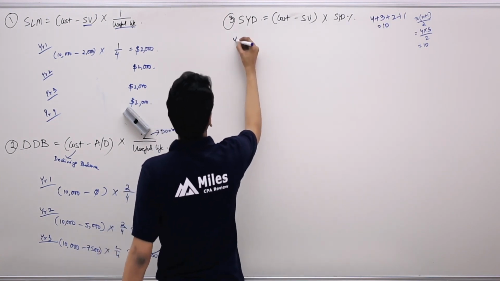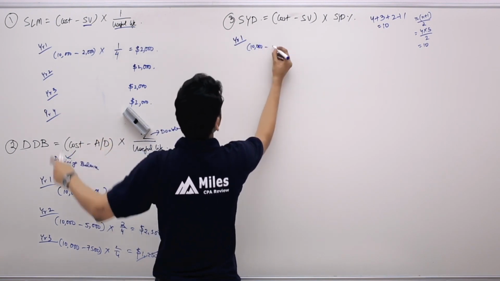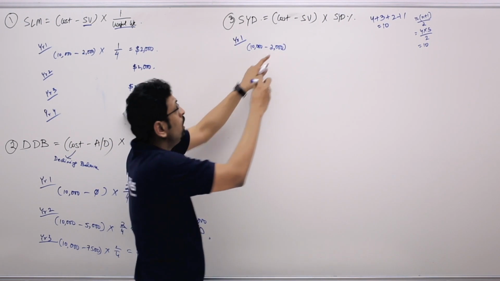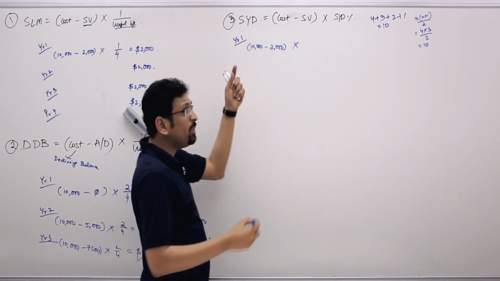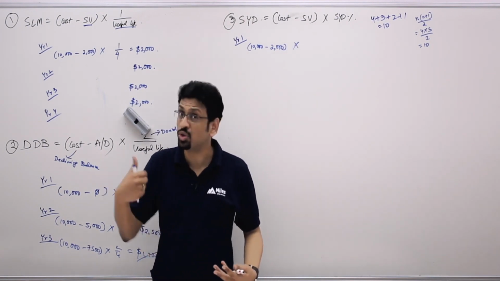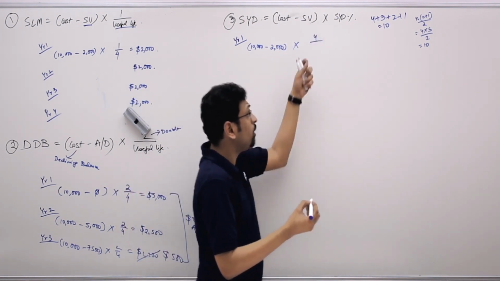So for year 1, we're going to have $10,000 minus $2,000. So that's cost minus salvage value. Now you multiply this by how many years are left in the first year. 4 years are left. The asset is going to last another 4 years. So 4 by the denominator. Denominator is going to be 10.